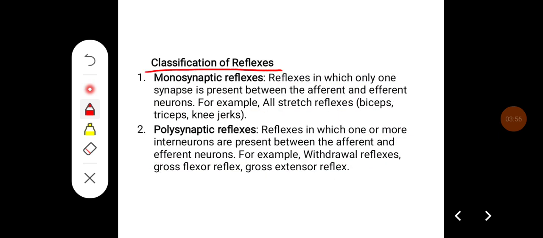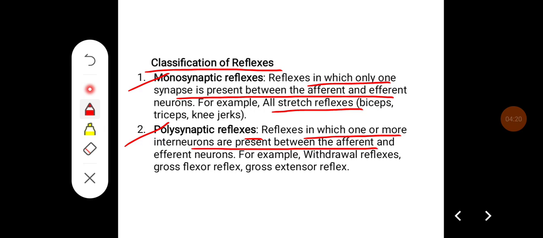Coming to the classification of reflexes, reflexes can be classified as monosynaptic reflexes and polysynaptic reflexes. Monosynaptic reflexes are those in which only one synapse is present between the afferent and efferent neurons. For example, all stretch reflexes: biceps, triceps, and knee jerk. Polysynaptic reflexes are reflexes in which one or more interneurons are present between the afferent and efferent neurons. For example, withdrawal reflexes, flexor reflexes, and crossed extensor reflexes.